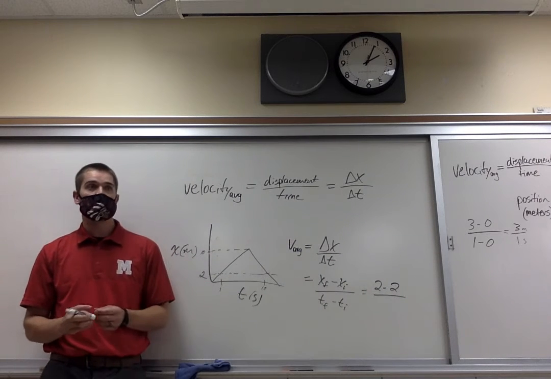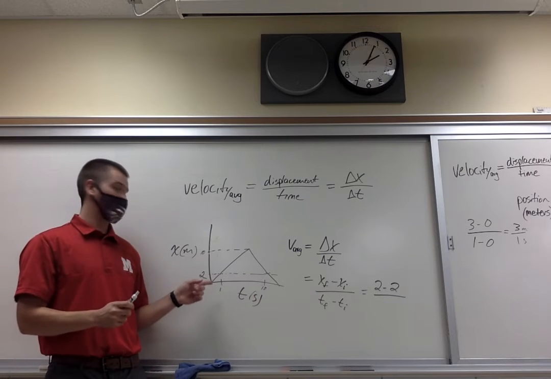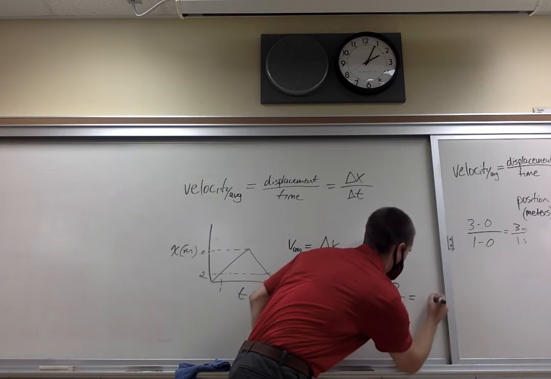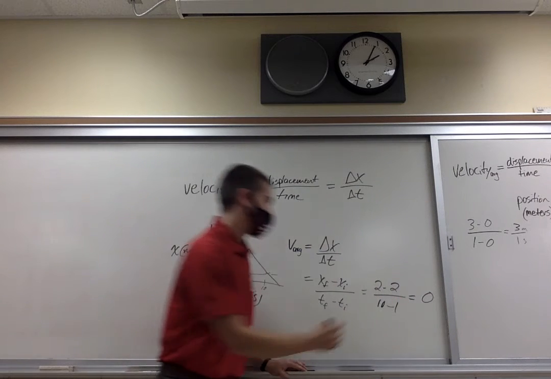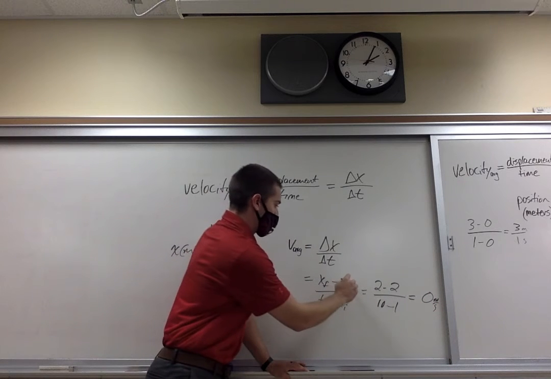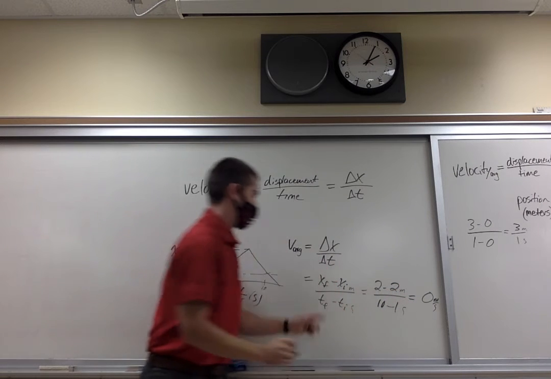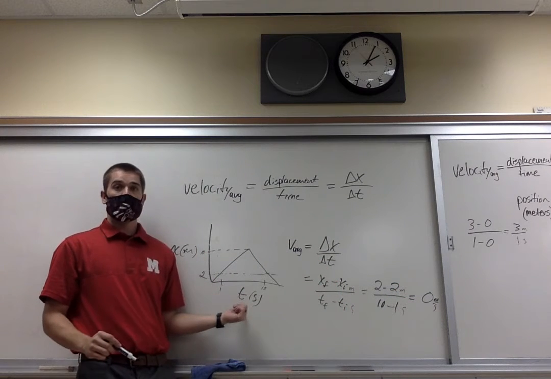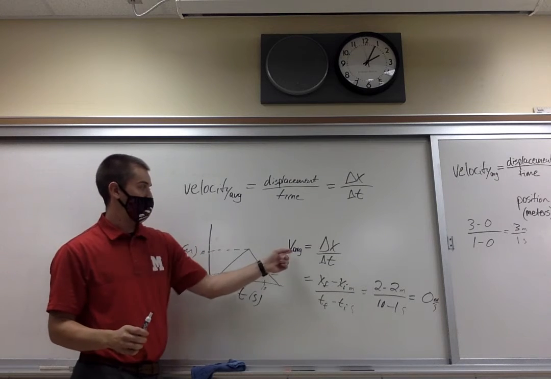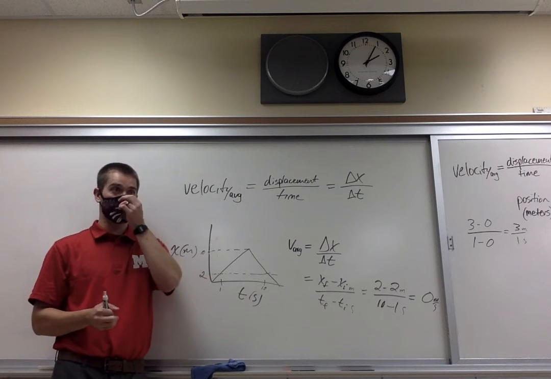What was my change in time? What was my final time? Initial time? 0 meters per second, right? Position is measured in meters, time is measured in seconds. So my average velocity was 0 meters per second.